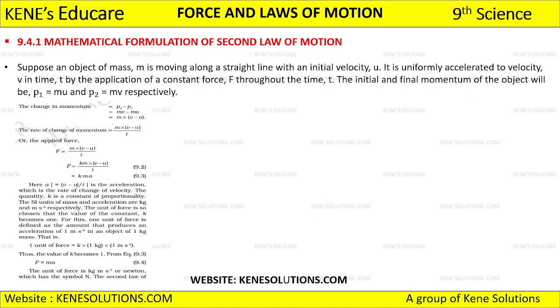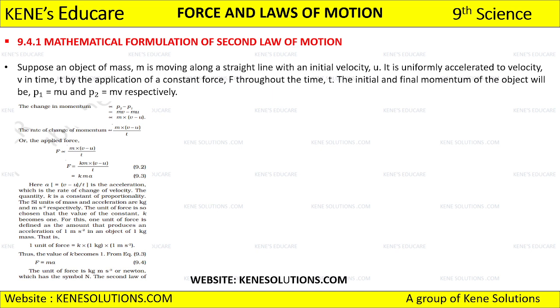After this, now we will be discussing the mathematical formulation of the second law of motion. What do you all think? How are we going to do it? Like the mathematical formulation, how exactly is it going to work?